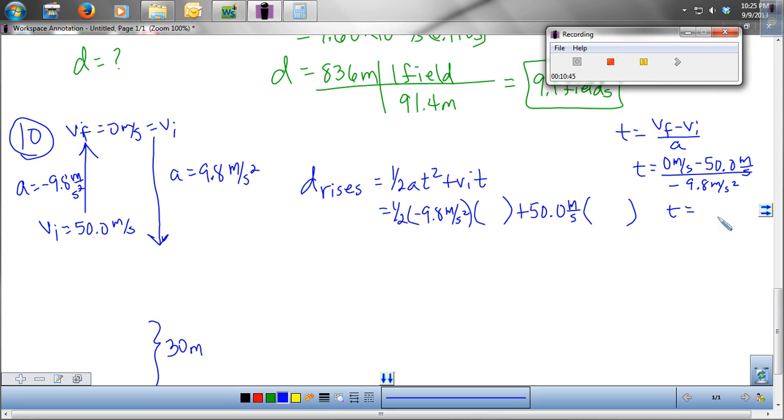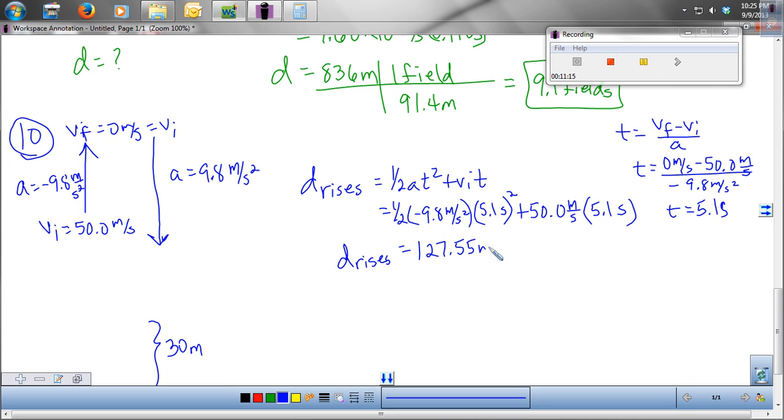Okay, so I went and calculated the time. I took a different approach when I did my solutions, and then I started talking about this approach when I made the recording. So we're going to put 5.1 seconds here, and we're going to put 5.1 seconds here. Don't forget to square it. So the distance that it rises, according to my calculations, was 127.55 meters. Okay, so it rises up 127.55 meters.